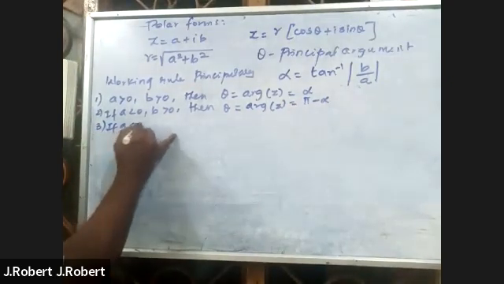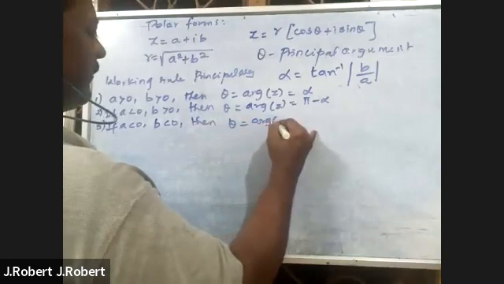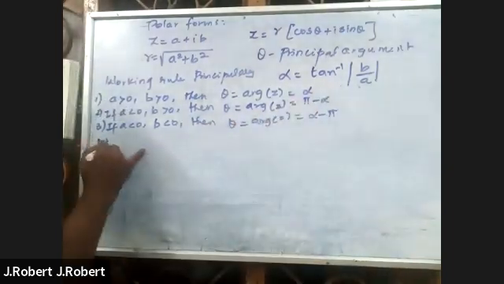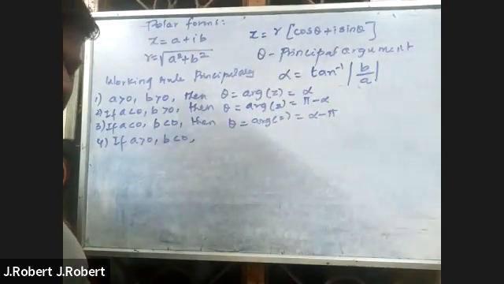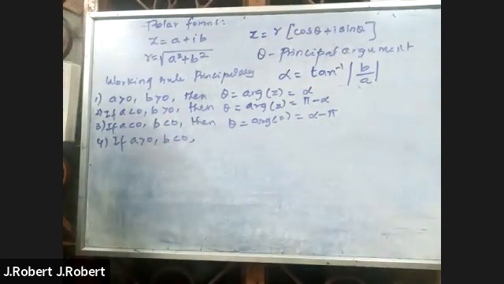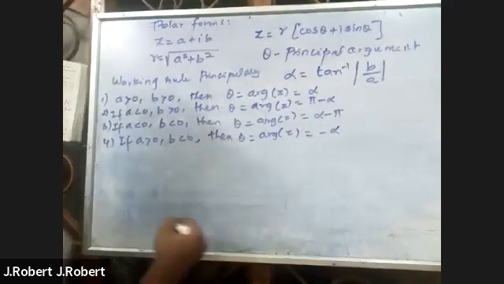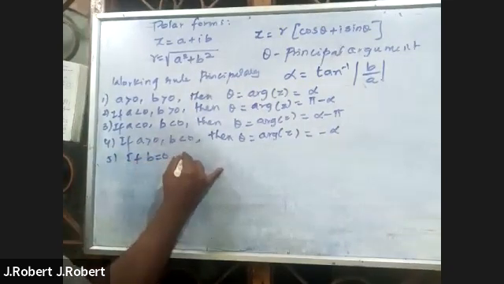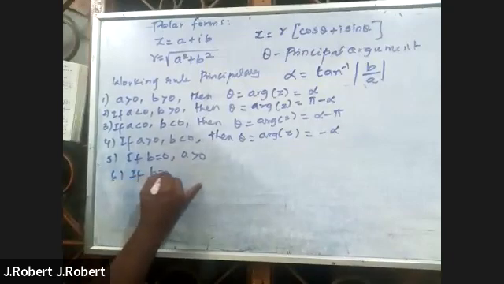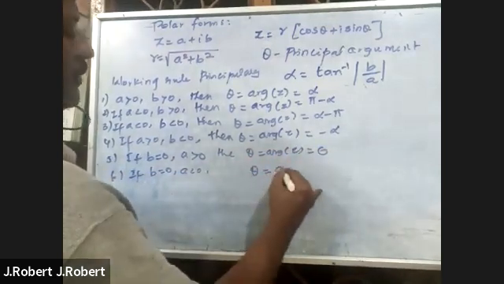Third one, if a is less than 0 and b is less than 0, then theta, the argument of z, is alpha minus pi. Fourth one, if a is greater than 0 and b is less than 0, then the argument of z equals minus alpha. Fifth condition, b equal to 0 and a greater than 0, then theta is equal to 0. If b is equal to 0 and a is less than 0, then the argument of z equals pi.